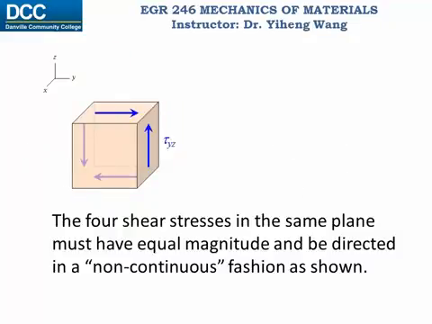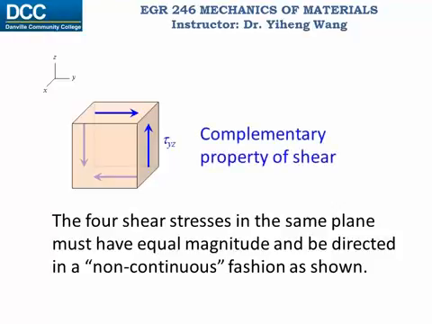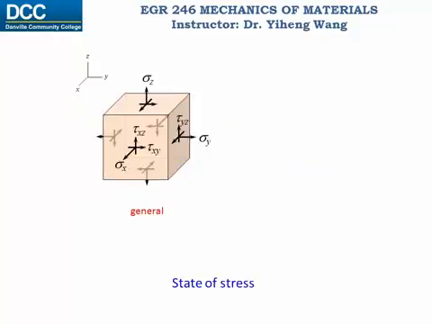Secondly, the shear stresses within the same plane, in this case the YZ plane, must have the same magnitude. Also, their directions must follow this rule, that the 2 adjacent shear stresses must be either towards each other or away from each other. And this is called the complementary property of shear. Therefore, the general state of stress of a particle can be characterized by 6 independent stress components.